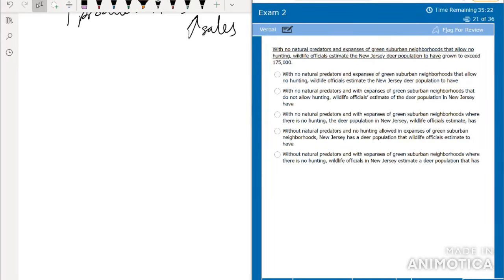No natural predators and expanses of green, sperm natives that allow no hunting. Wildlife. Okay, so while wildlife officials don't have natural predators, that's clearly not what the sentence means. So we're looking for... okay, A is out, B is out because obviously wildlife officials estimate doesn't have natural predators. C is looking better. D is wrong and E is wrong. Okay, so we can immediately go with C because it's the only one that talks about the deer population.